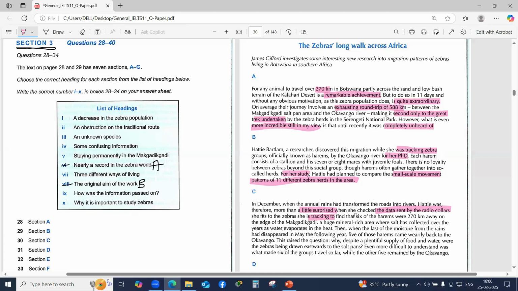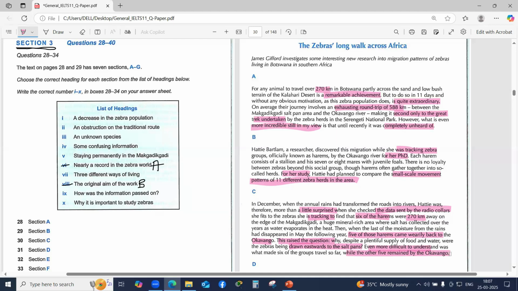Out of the 11 harems, 6 of the harems were 270 kilometers away on the edge of this area. And next, the remaining 5 of the harems came back to Okwango. This raised a question. Why, when the current place already had plentiful supply of food and water, were the zebras drawn towards the salt pans? Even more difficult to understand was that 6 groups traveled so far while 5 only came back and 1 was still there.